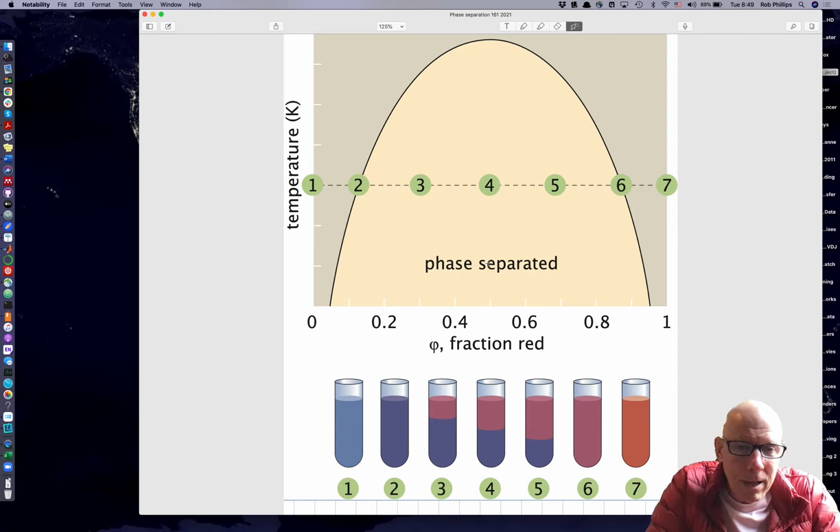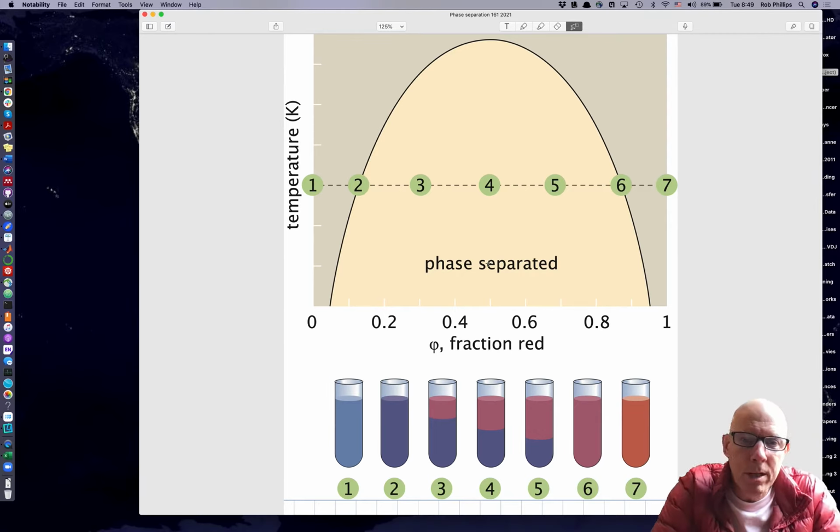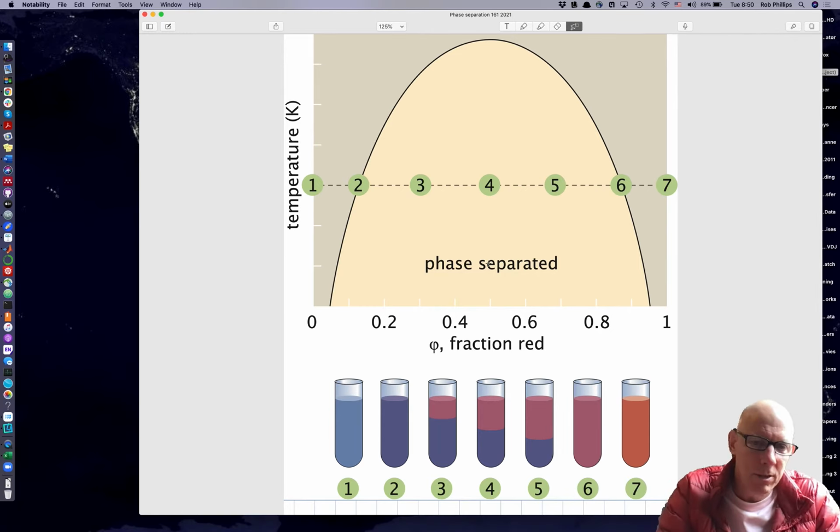So once we pass 0.2, what we're doing now is we're tuning the fraction of red. And once we pass 0.2 at that temperature, we now enter the phase separated regime. What that means is that the material will separate into two different pieces, one of which is at the concentration 0.2, and the other of which is at the concentration 0.6. So the 0.6 phase is red rich, the 0.2 phase is blue rich, but neither of them are perfectly blue or perfectly red. They're a mixture.